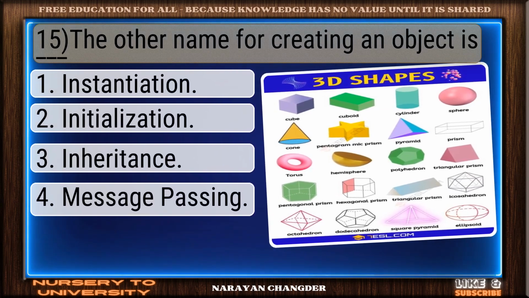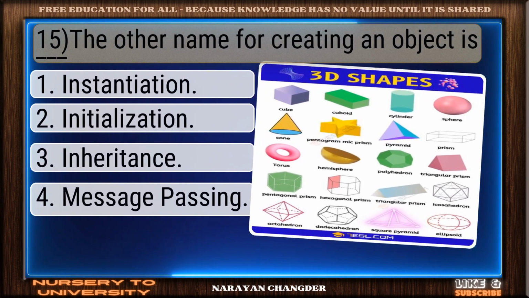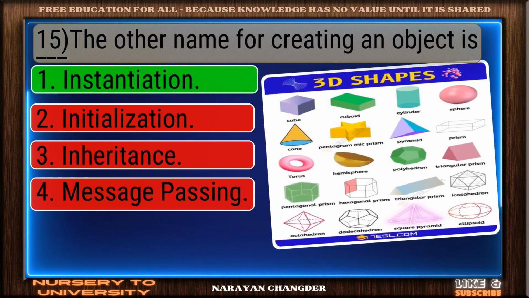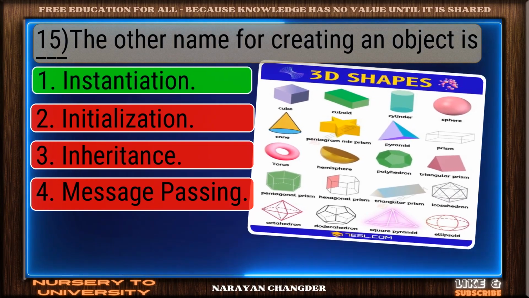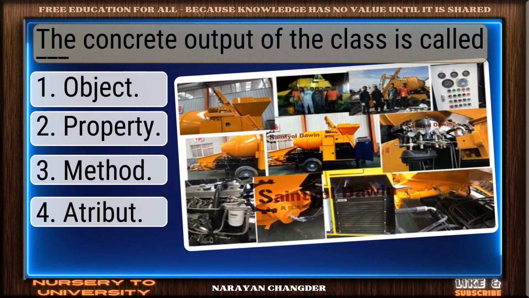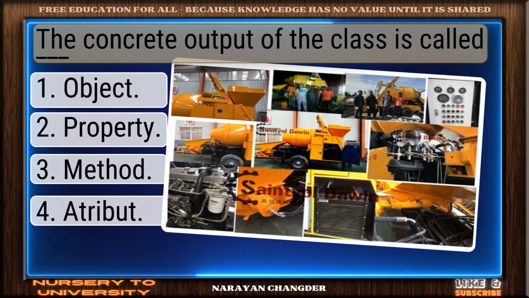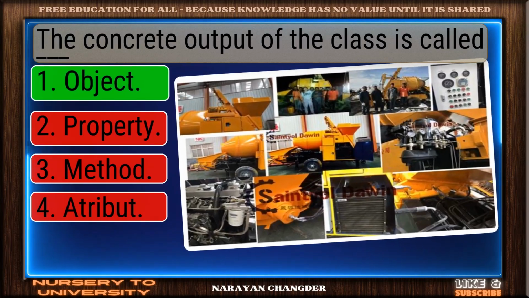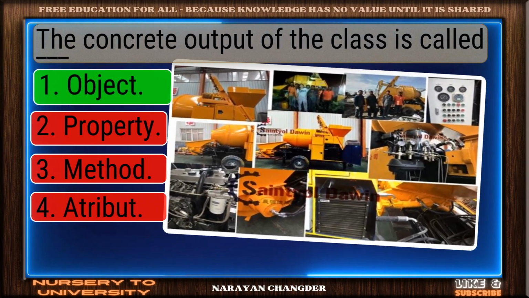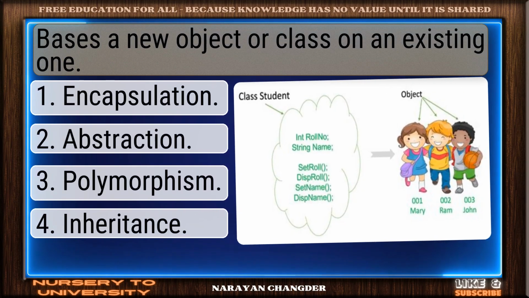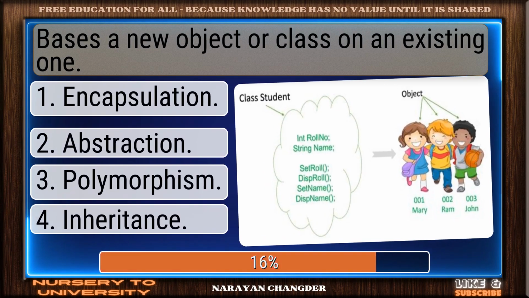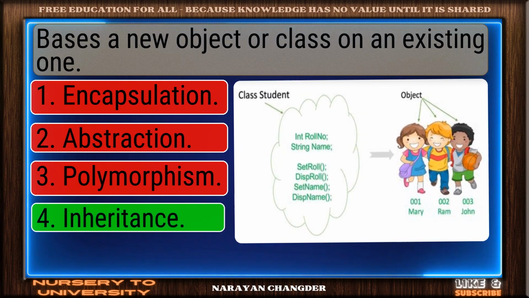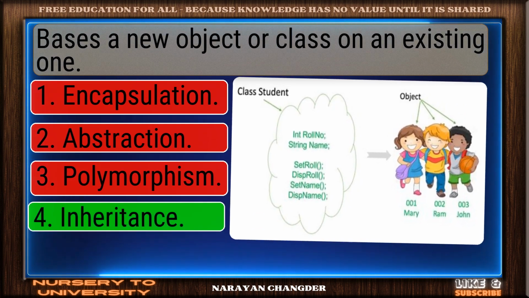Question number 20. The other name for creating an object is dash. Exactly. Instantiation makes sense and it is right choice. Question number 21. The concrete output of the class is called dash. You got it. Your choice object is right. Question number 22. Bases a new object or class on an existing one? Well reasoned. Inheritance is the correct choice.